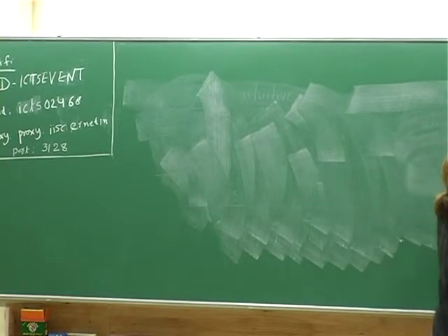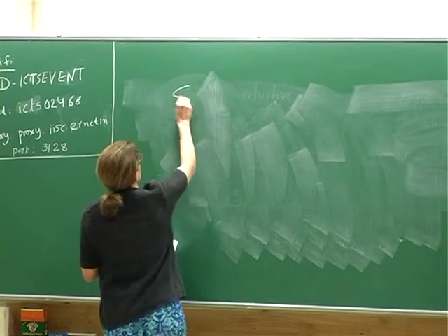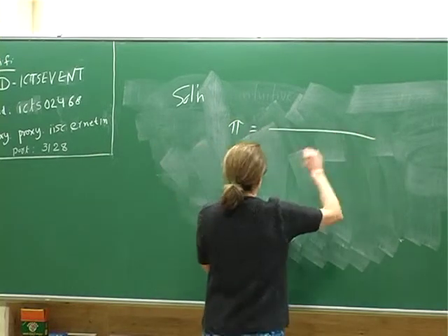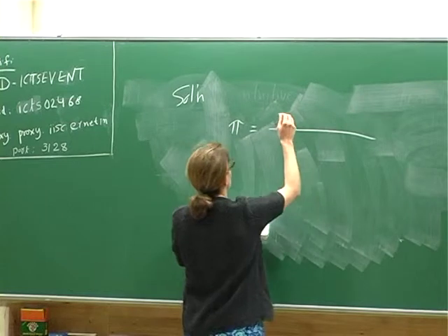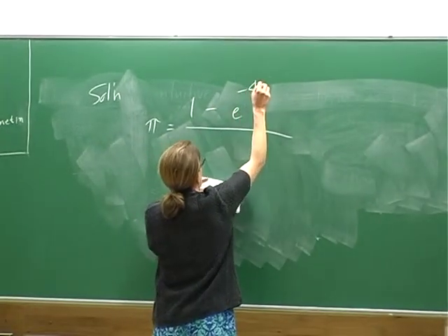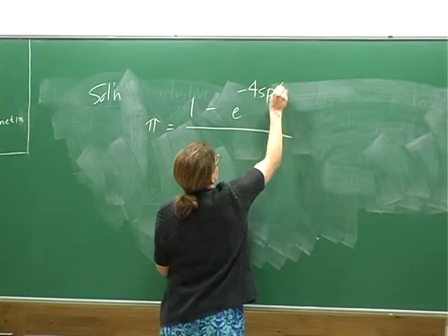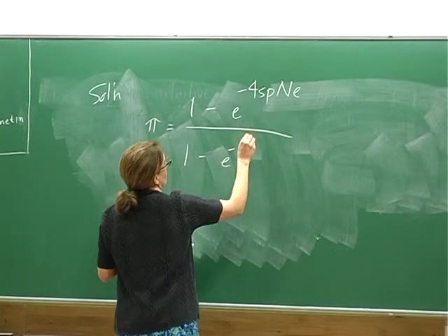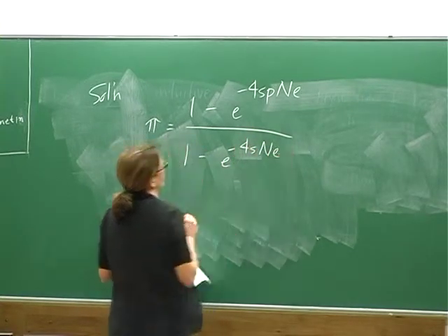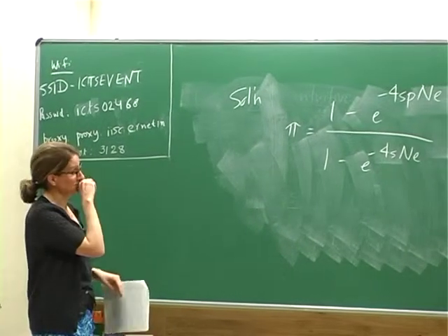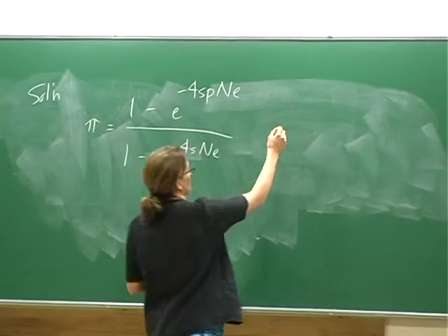As I said, I think the important thing is the intuition. So the solution to this diffusion approximation, you see it in a lot of different forms, and as I was complaining at lunch, I can never remember which way it goes, but one form is like this: 1 minus e to the negative 4 S N_e P, over 1 minus e to the negative 4 S N_e. That's the probability of fixation. And that is for a diploid.